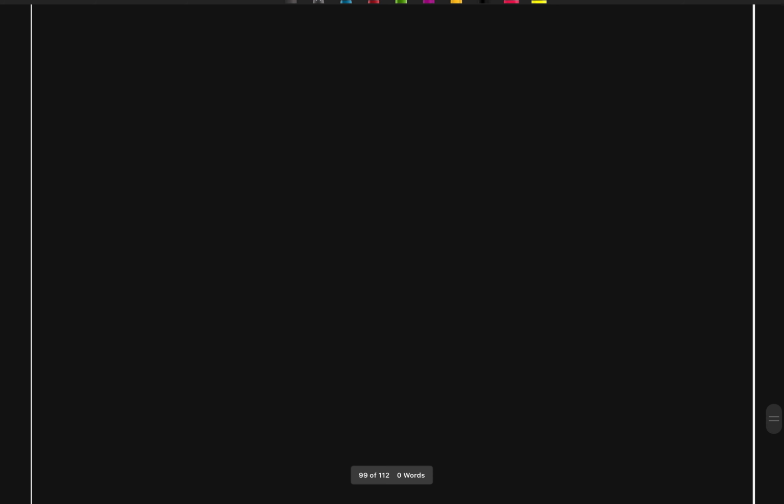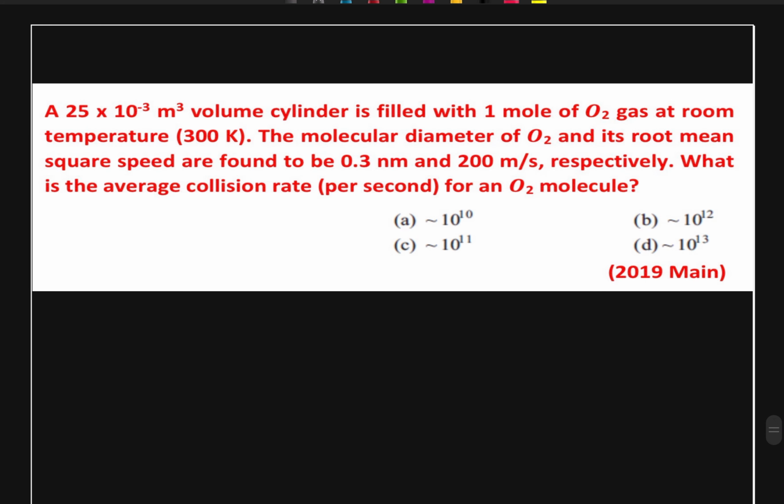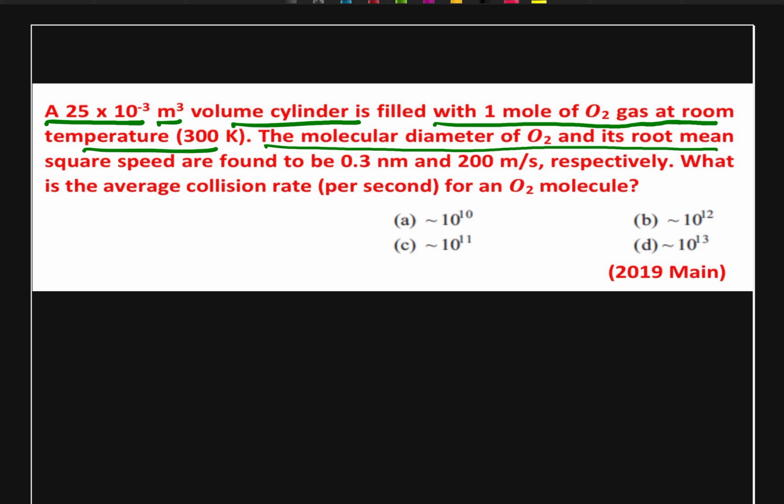Next question. It states that a 25 into 10 to the power minus 3 meter cube volume of cylinder is filled with 1 mole of O2 oxygen gas at room temperature 300 Kelvin. The molecular diameter of O2 and its root mean square speed are found to be 0.3 nanometer and 200 meter per second respectively. What is the average collision rate per second for O2 molecule?